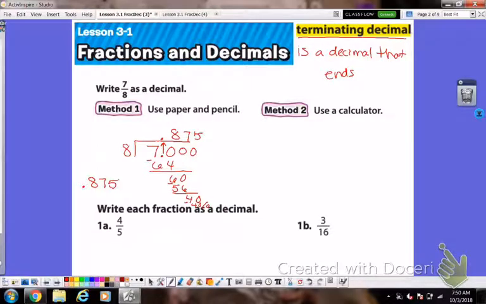Second way would be on your calculator. Start using your calculators more this chapter. Just type into your calculator what is 7 divided by 8, and we'll see that you get 0.875. So same exact answer.